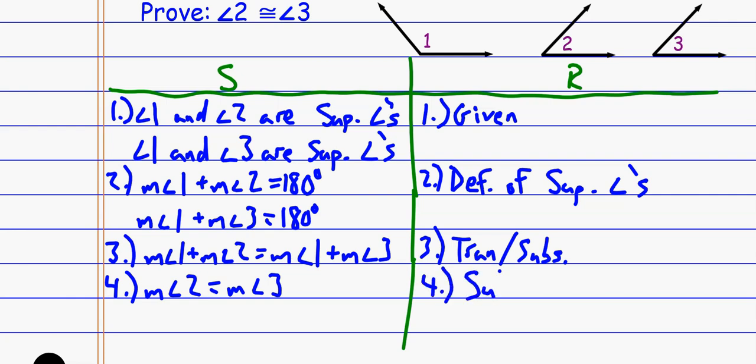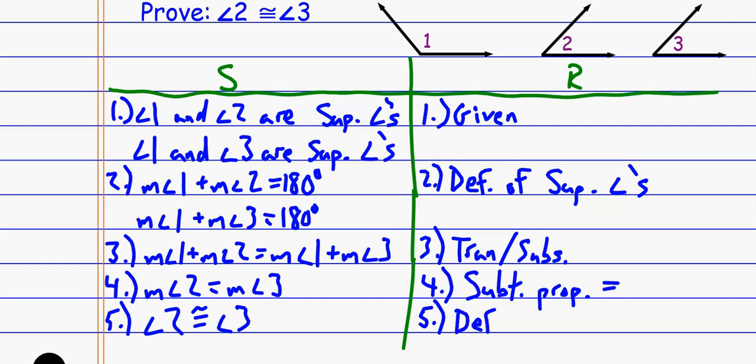That was the subtraction property of equality. And again, if you don't remember what that is called, just describe it. All right, describe it. Reasonable justification. And then the last step, hey, if these are equal, that means they're congruent. Done and done. And again, that's just what congruent means.